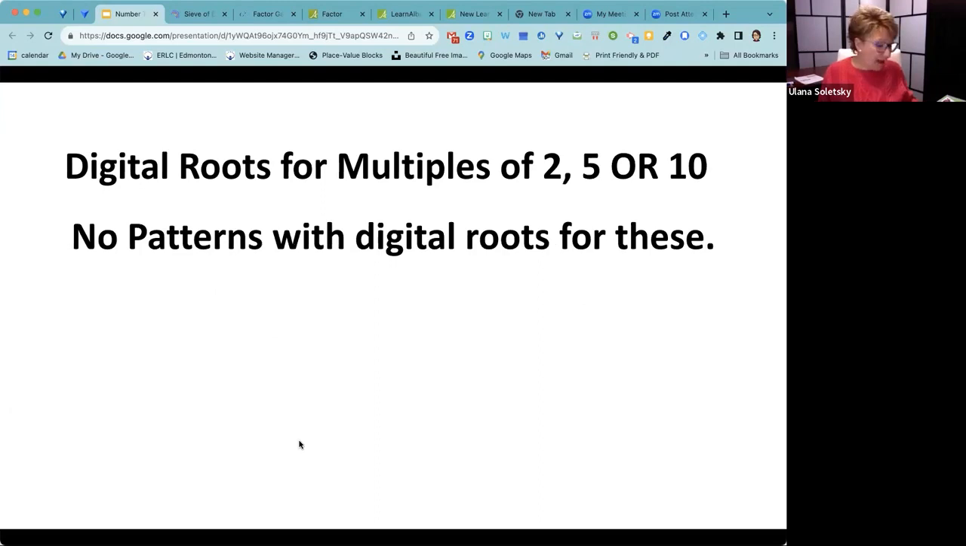And there's no patterns with the digital root for 2, 5, or 10, but that's okay, because we know that for 2, it has to be an even number. We know that the divisibility test for 5 is it has to end in a 5 or a 0. And we know that for the divisibility of 10, it has to end in 0, right?